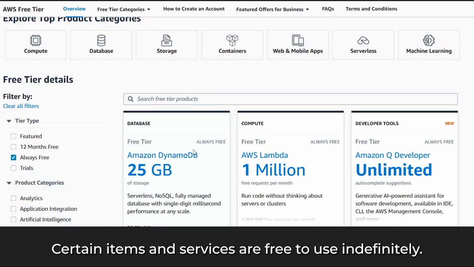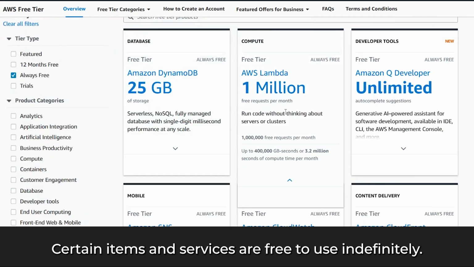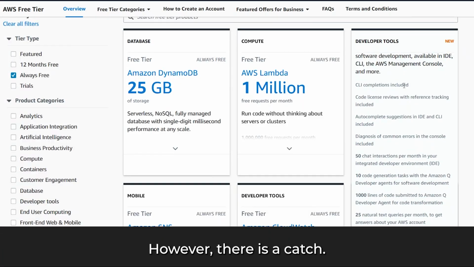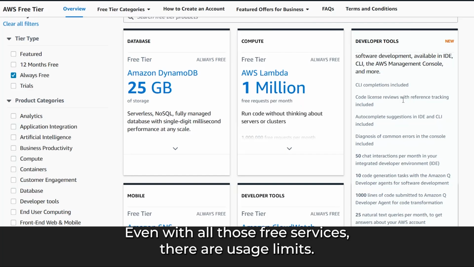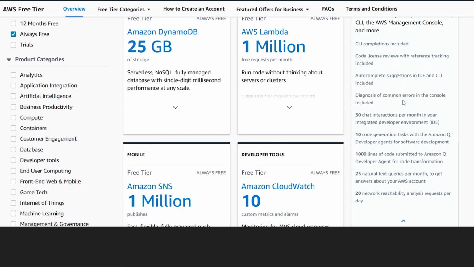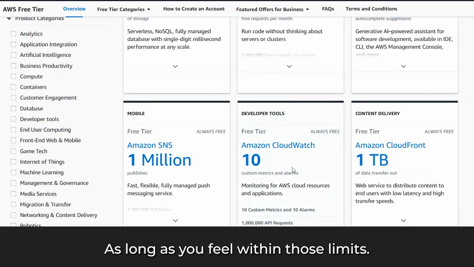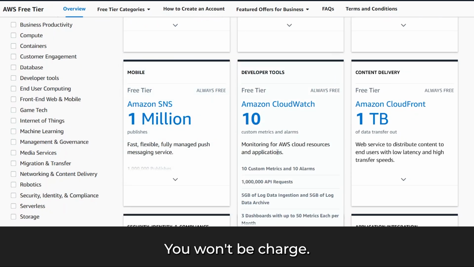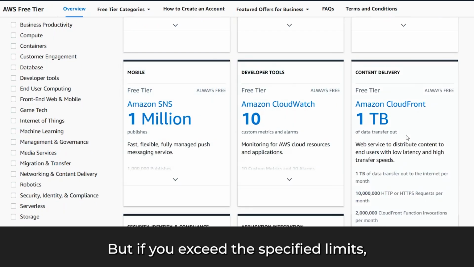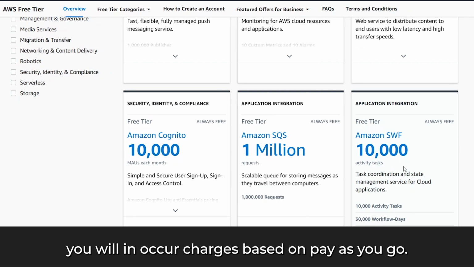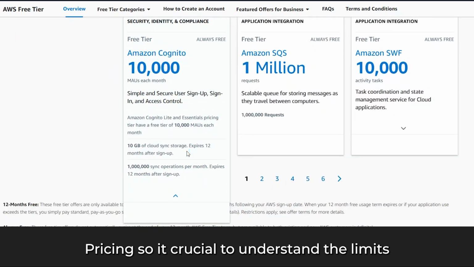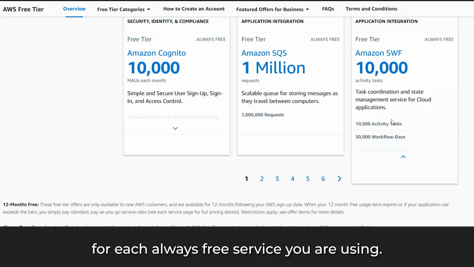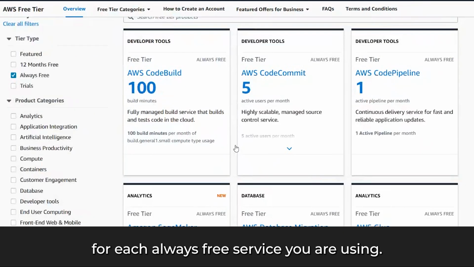Finally, we have always free tier. This is exactly what it sounds like. Certain AWS services are free to use indefinitely. However, there is a catch. Even with always free services, there are usage limits. As long as you stay within those limits, you won't be charged. But if you exceed these specified limits, you will incur charges based on pay-as-you-go pricing. So it's crucial to understand the limits for each always free service you are using.